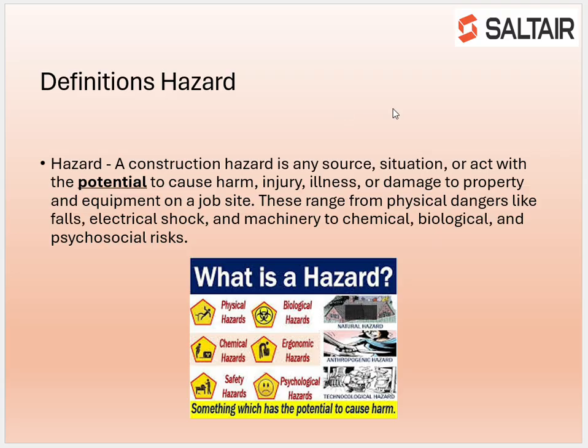A hazard is any source, situation or activity that has the potential to cause harm. In construction, hazards can take many forms. These include physical hazards like working at heights, electrical risks and moving machinery, as well as chemical hazards, biological risks and even psychosocial factors such as fatigue or stress. Identifying these hazards is the first and most critical step in preventing incidents.